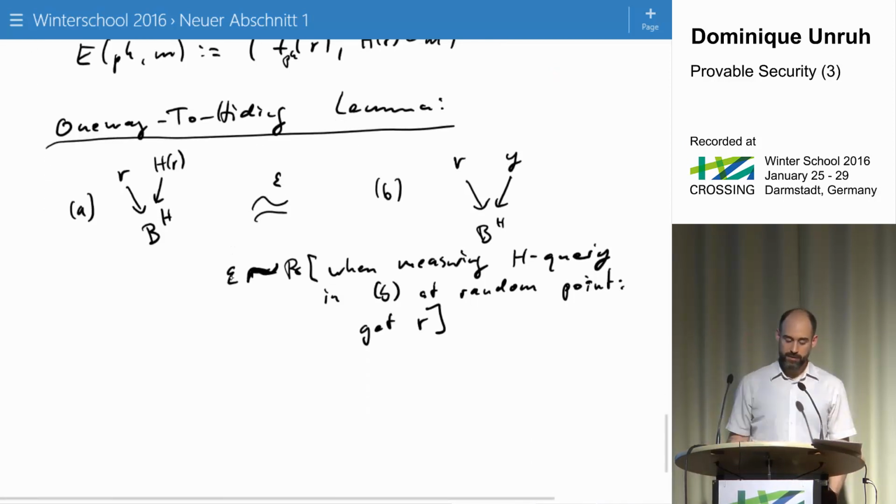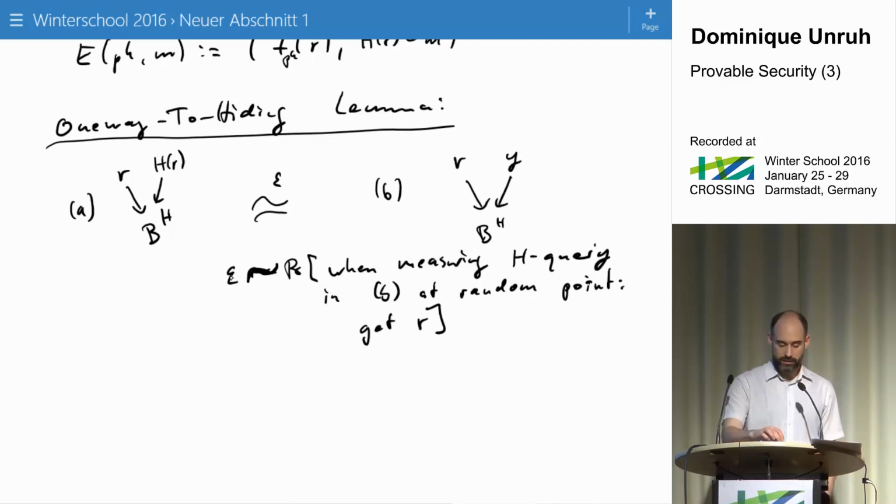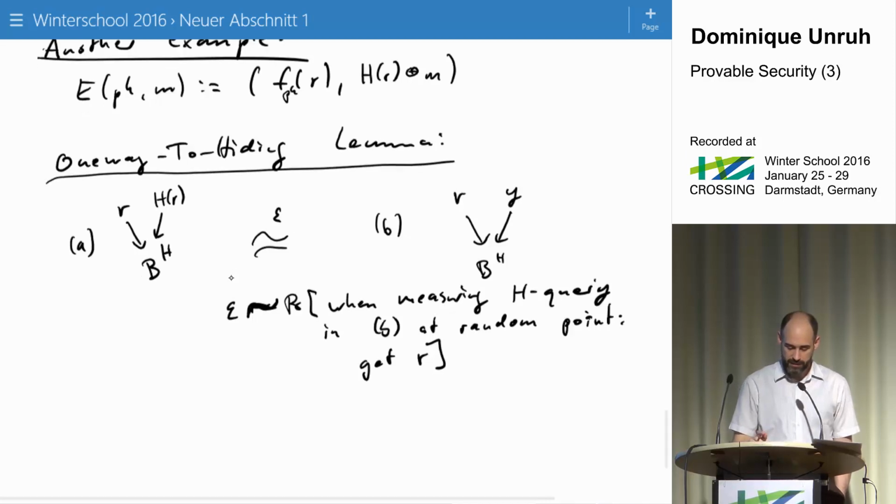So the one-way to hiding lemma basically says you cannot distinguish a hash of some value from a random value without actually querying the random oracle at some point on that value. Well, that sounds very obvious, but one needs to prove that. I'm not going to prove that, I'm going to show you how it applies here.